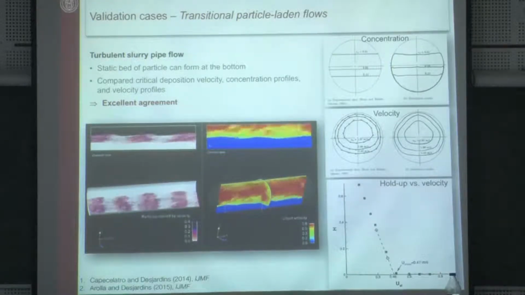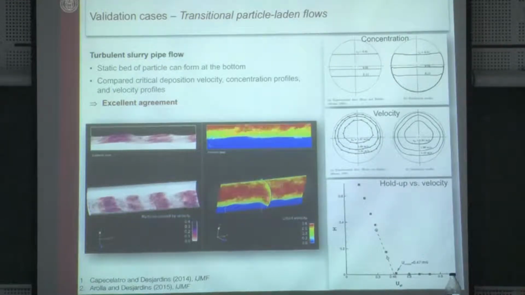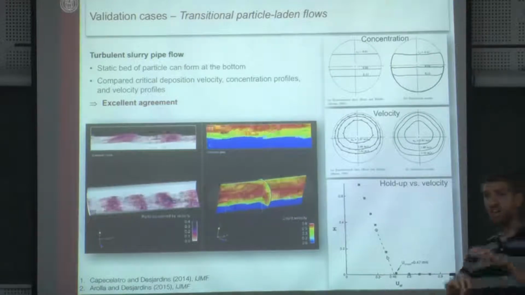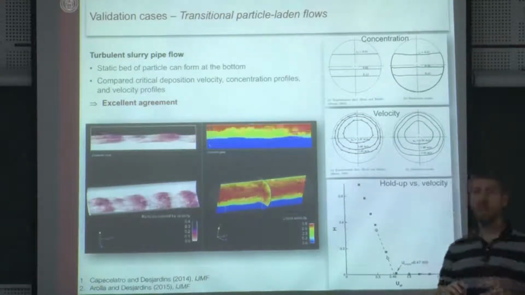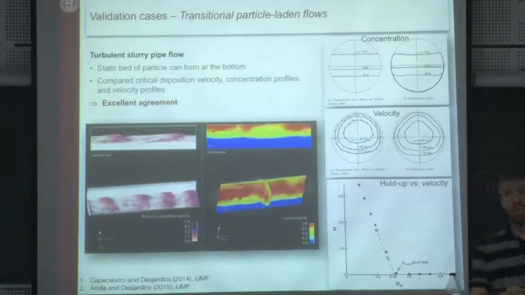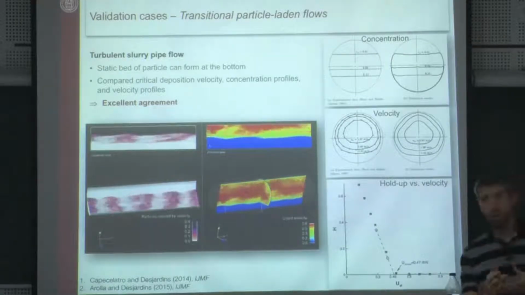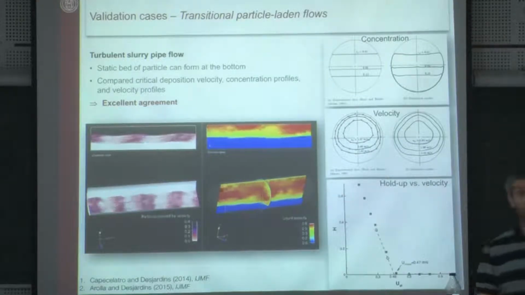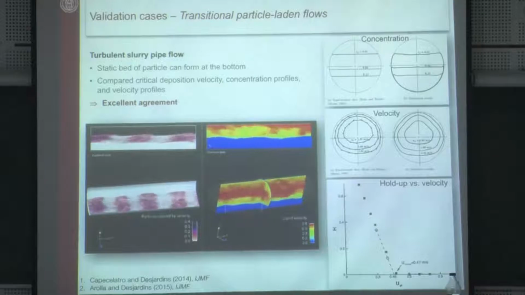The question is, how fast do you need to flow this slurry mixture in order to avoid the formation, the sedimentation of the particles at the bottom and the formation of a static bed? If you have a static bed, bacteria will develop and they will start to corrode the pipeline walls. So you want this to keep flowing, or else you'll have to deal with corrosion.